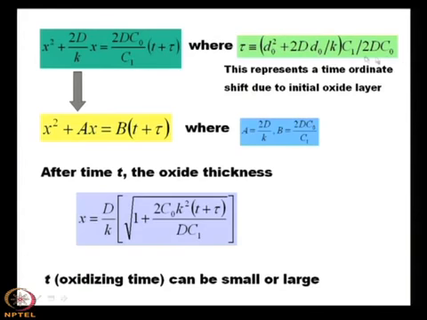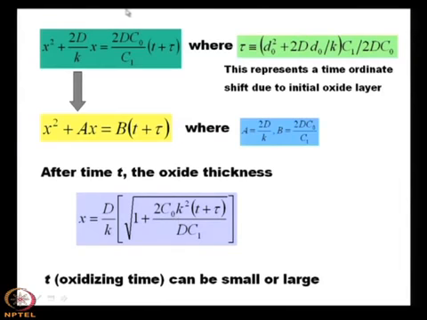Here tau is a time ordinate shift due to the initial oxide layer, that can be represented by (d0 squared plus 2 D d0/k) multiplied by C1 divided by 2 D C0. This equation can be written as x squared plus A x equals B into (t plus tau), where A equals 2D/k and B equals 2 D C0/C1. Now, after time t, the oxide thickness can be written as x equals (D/k) times the square root of (1 plus 2 C0 k squared (t plus tau) divided by D C1).